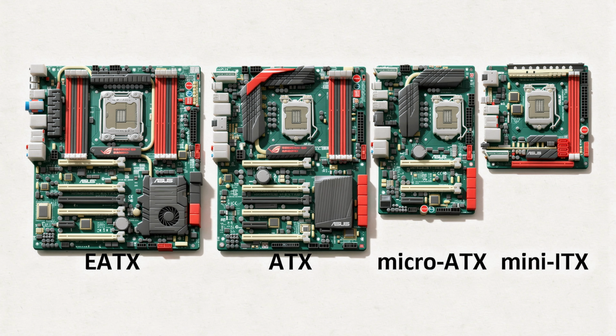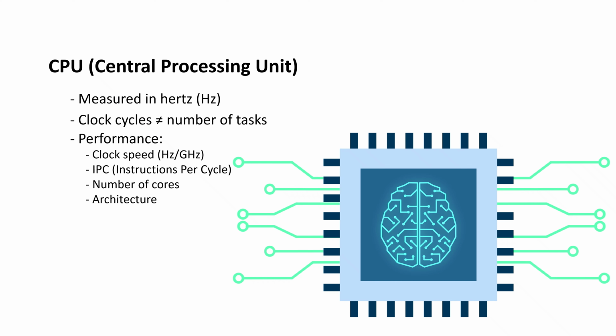They come in different sizes and form factors, such as mini ITX, micro ATX, ATX, and eATX. Each size offers a different number of slots and expansion options. The larger the motherboard, the more hardware you can add, and of course, the more you have to check your wallet. Next is the CPU.